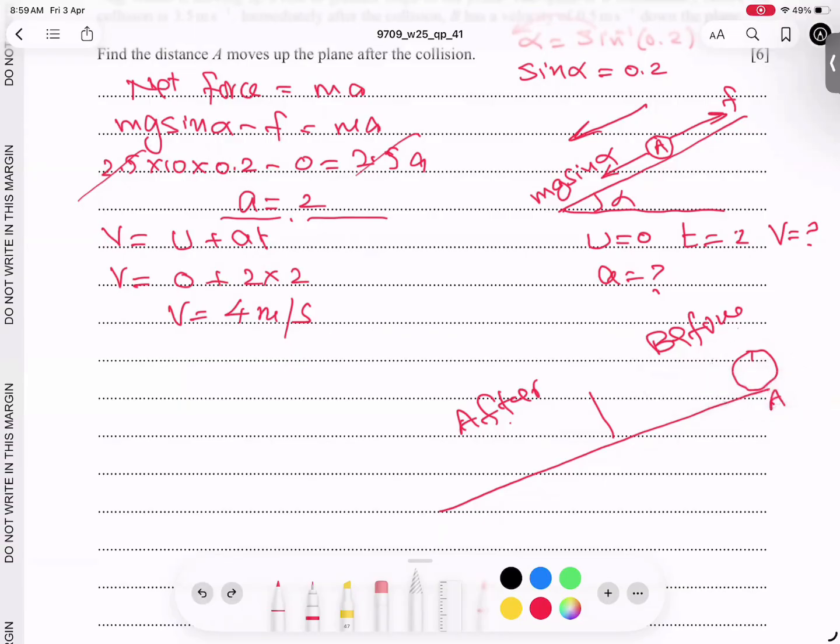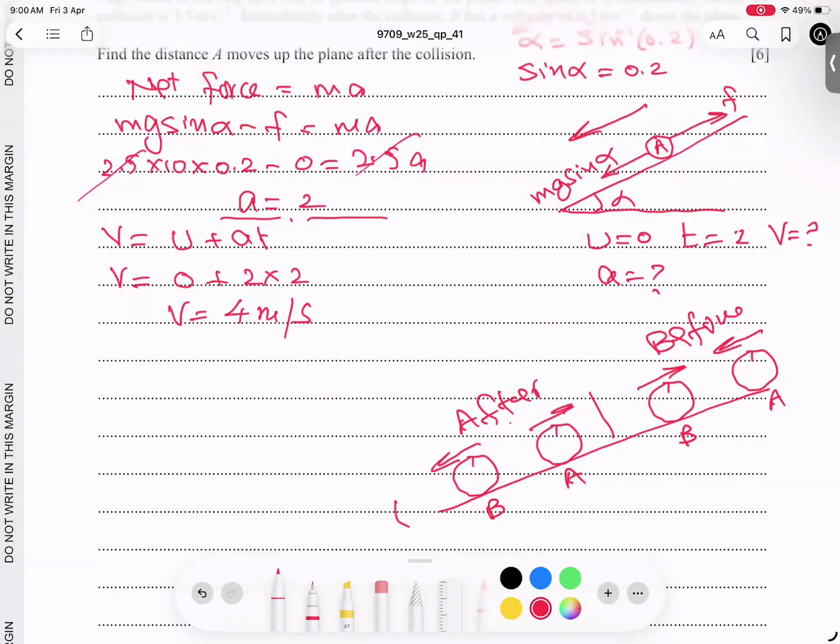Copy, paste, and both particles paste here. Okay, before, what's the situation? This A and this B. Before, A is traveling downwards and B is traveling upwards. But after hitting A, B will move downwards and A will go upwards.